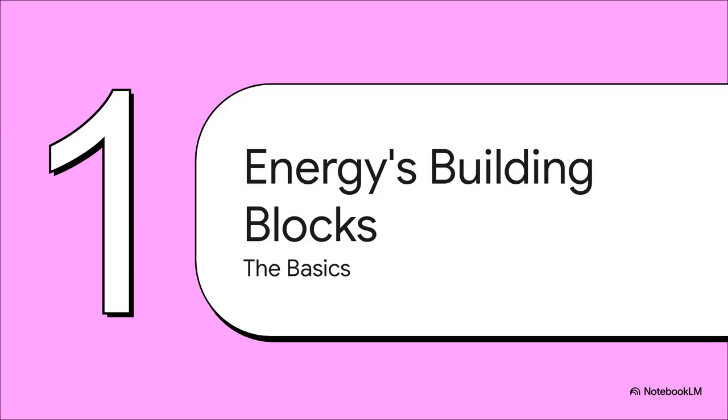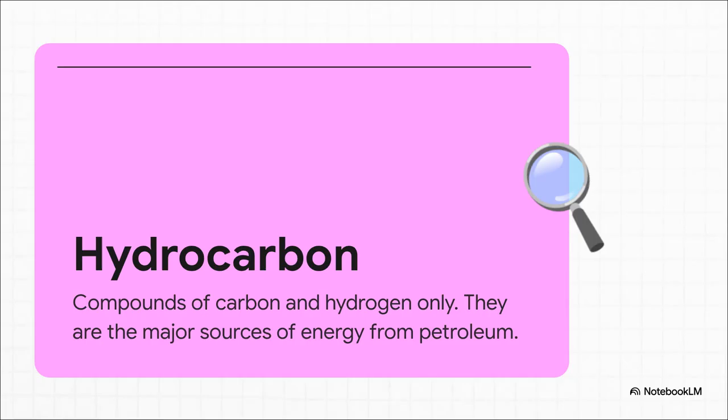Okay, so to really get a grip on how these things work, we've got to start with the absolute basics. Let's lock in the core definition, shall we? You know, the name kind of gives the whole game away, doesn't it? Hydro for hydrogen and carbon for, well, carbon. That's it. These compounds made of just those two elements are the main ingredients in things like petroleum and natural gas. And that, of course, makes them the world's number one source of energy.